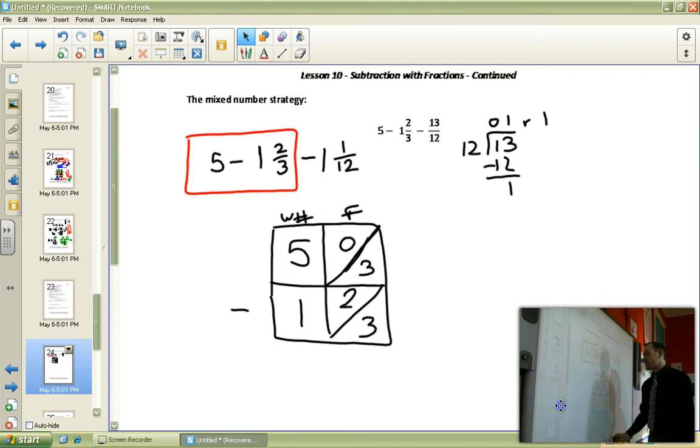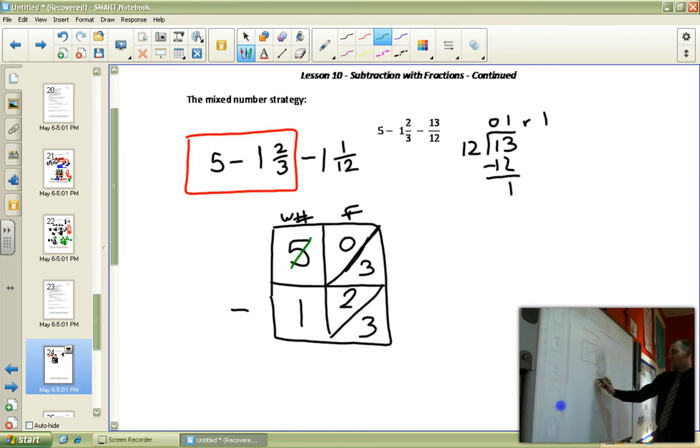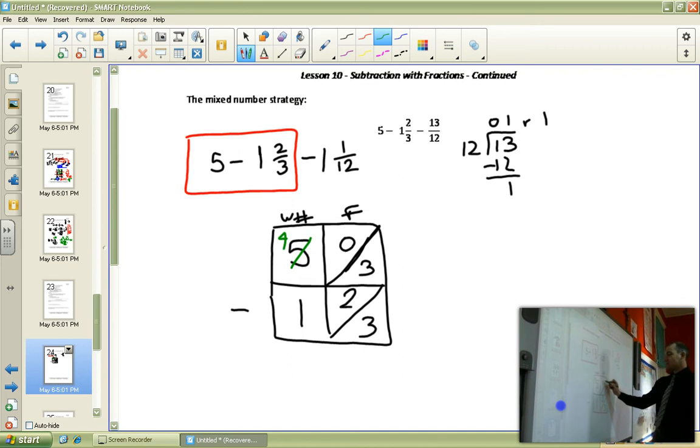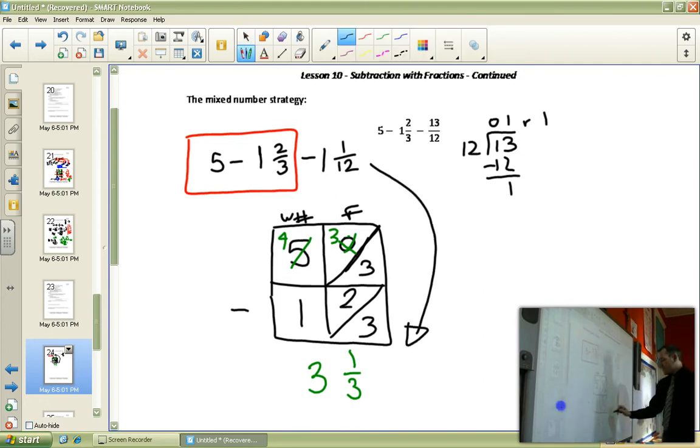Now we are going to have to borrow. And we've talked about this in previous lessons, but when this 5 becomes a 4, I don't take 10 over like I would in base 10 whole number subtraction. I'm taking a 1 over, right? I'm taking 1, and that 1 split into 3 parts. So now instead of 0, I have 3. Now I'm all ready to subtract. I can take 3 minus 2 is going to give me 1/3, and 4 minus 1 is going to give me 3 1/3.